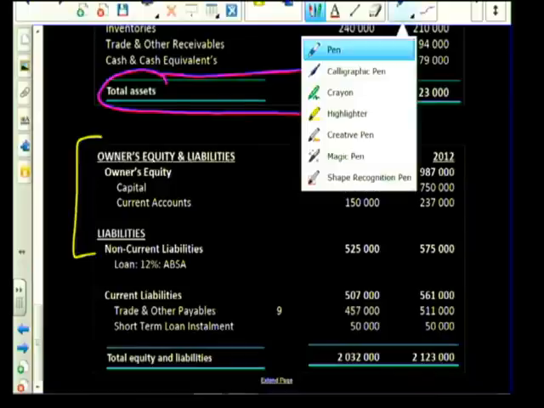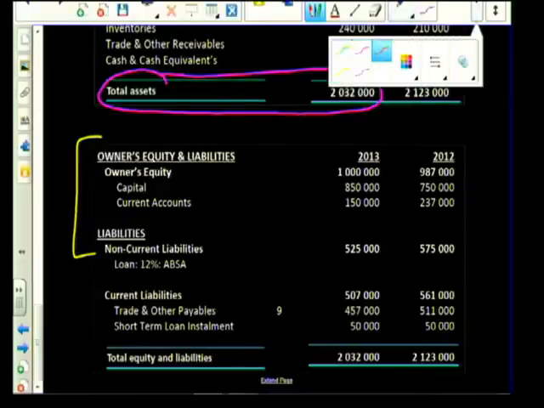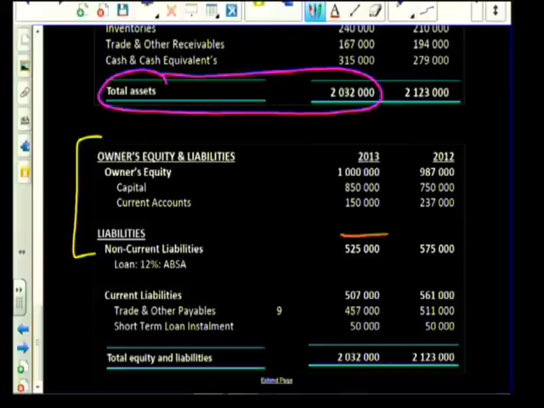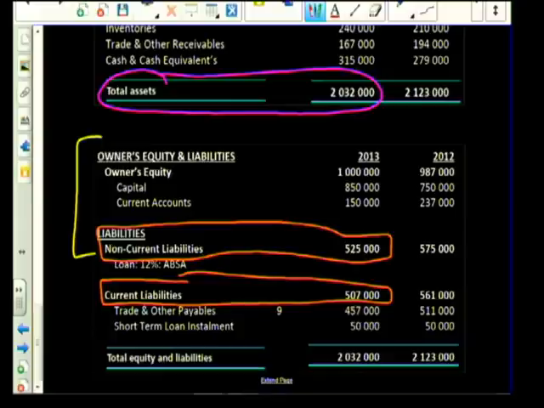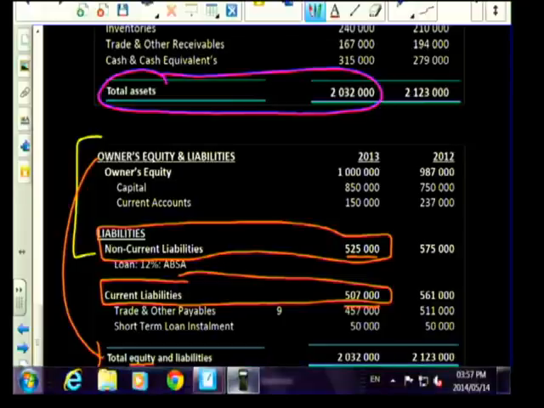We need to look in our balance sheet section, and we will see there that we are not given our total liabilities. All we are given are our non-current liabilities and our current liabilities. We're not given a section at the bottom that says total liabilities. What we are given is total equity and liabilities, but remember that this total includes your owner's equity as well, so that's not the total that we want. To calculate our total liabilities, what we're going to do is take our non-current liabilities of 525,000 plus our current liabilities of 507,000, and let me just get the calculator up here.